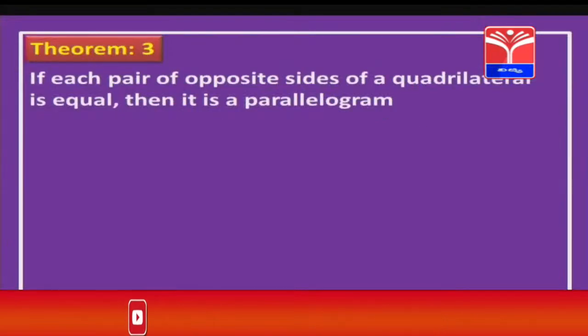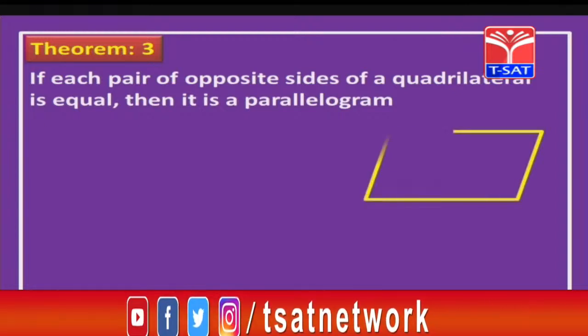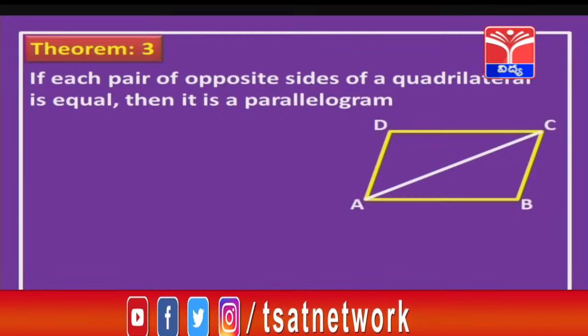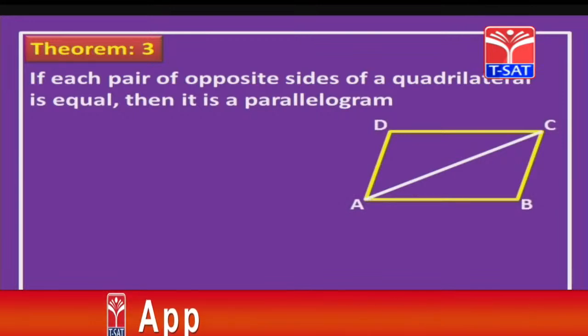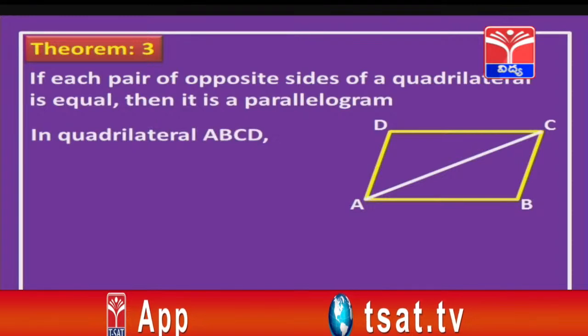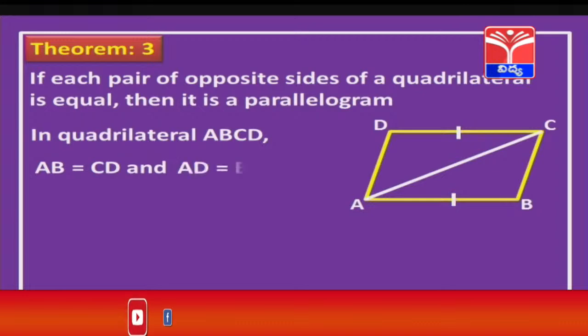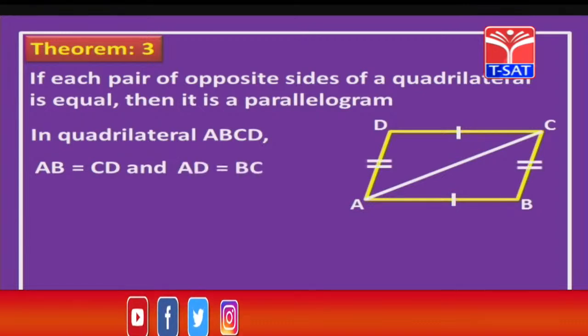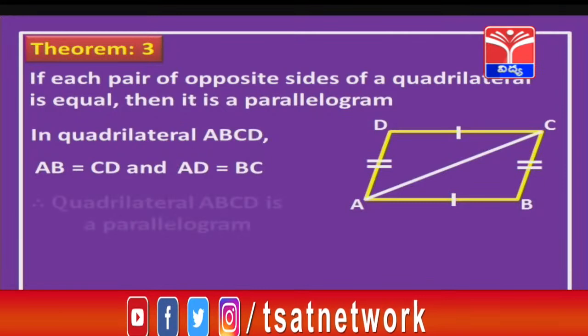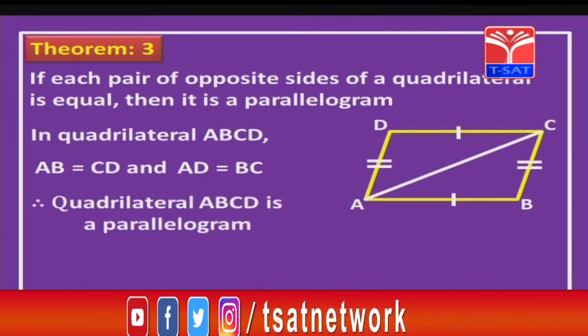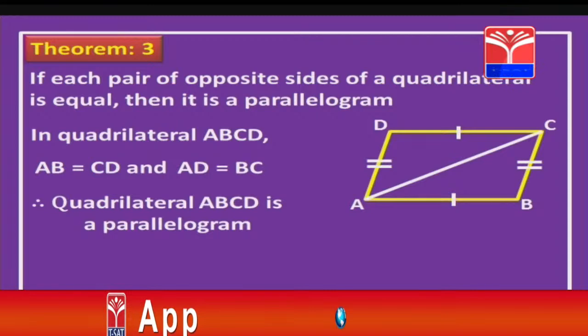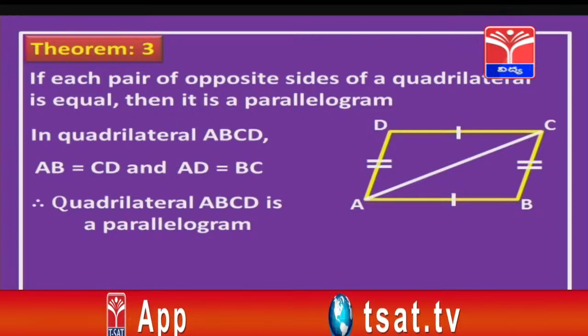So, let us move on to our next property of parallelogram. If each pair of opposite sides of a quadrilateral is equal, then it is a parallelogram. So, let us understand this. Each pair of opposite sides of a quadrilateral. So, quadrilateral ABCD is given, and in this we have AB and CD both are equal, and also AD and BC are equal. So, both the pairs of opposite sides are equal. Now, whenever both the pairs of opposite sides are equal in a quadrilateral, that quadrilateral becomes a parallelogram. So, this is the theorem 3.